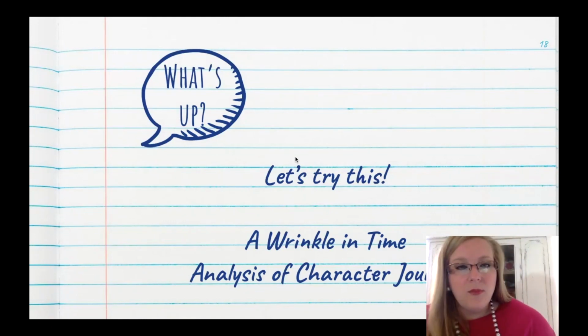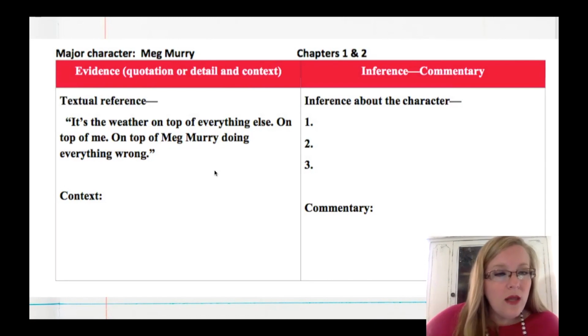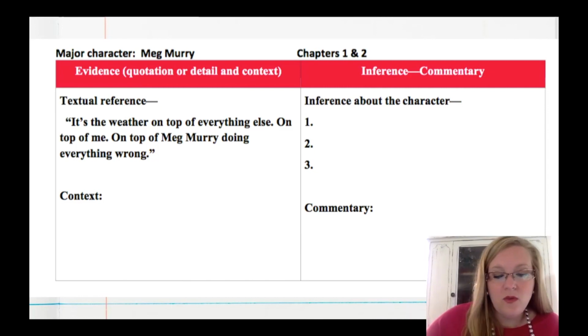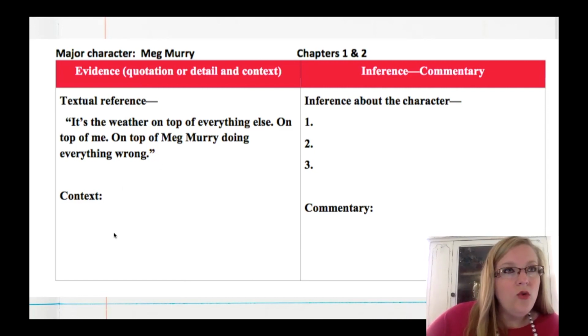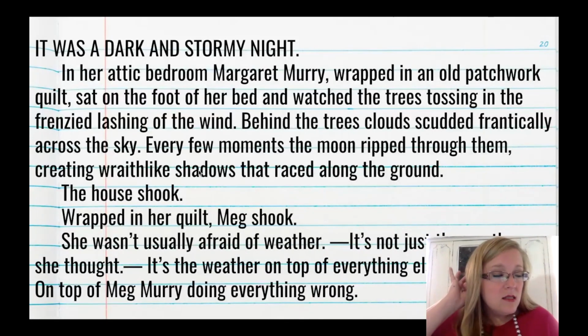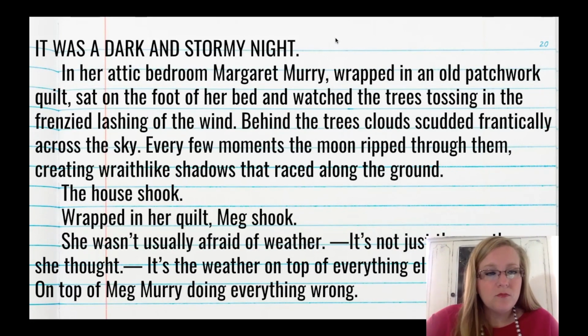Let's look at an example. So here's our quote: it's the weather on top of everything else, on top of me, on top of Meg Murray doing everything wrong. So now let's move to the context. So who, what, when, where. In sentence form, how can I tell what's happening here at this point in time of the quote without including any kind of emotions?